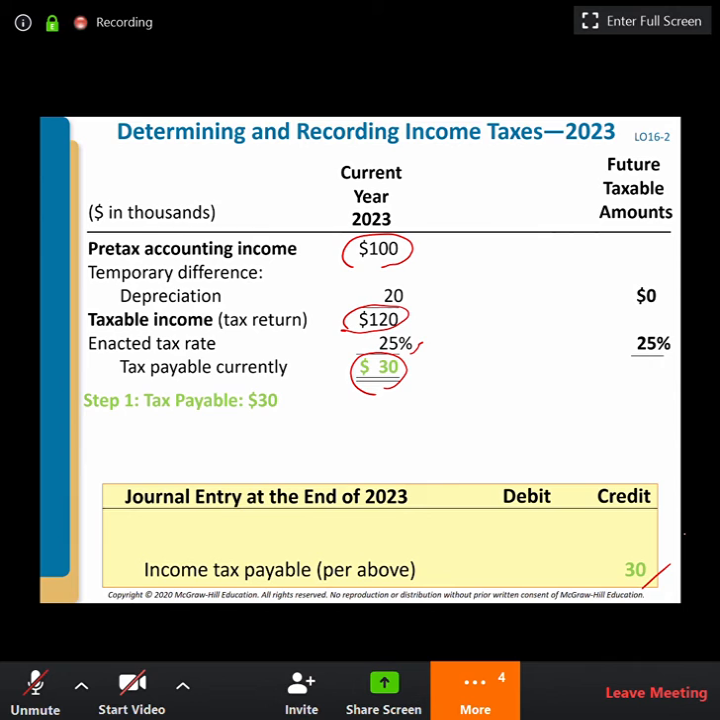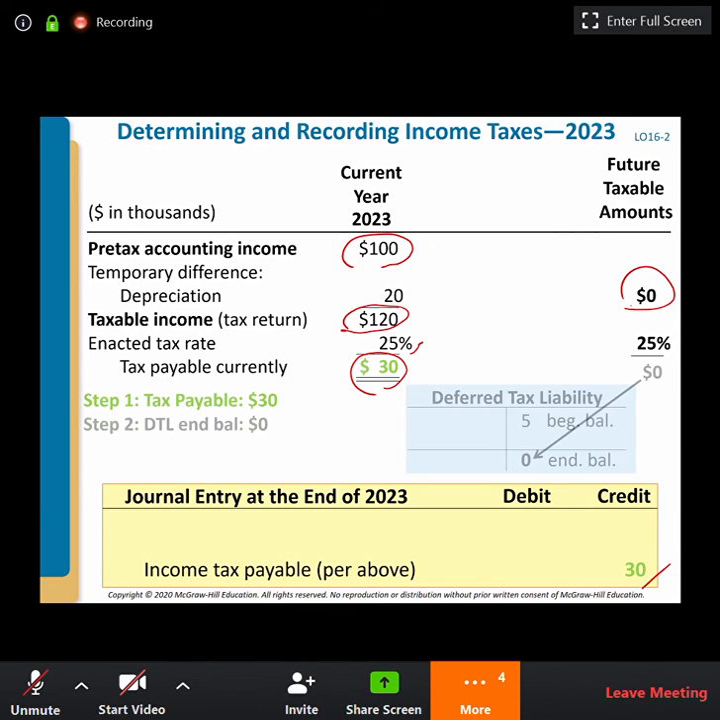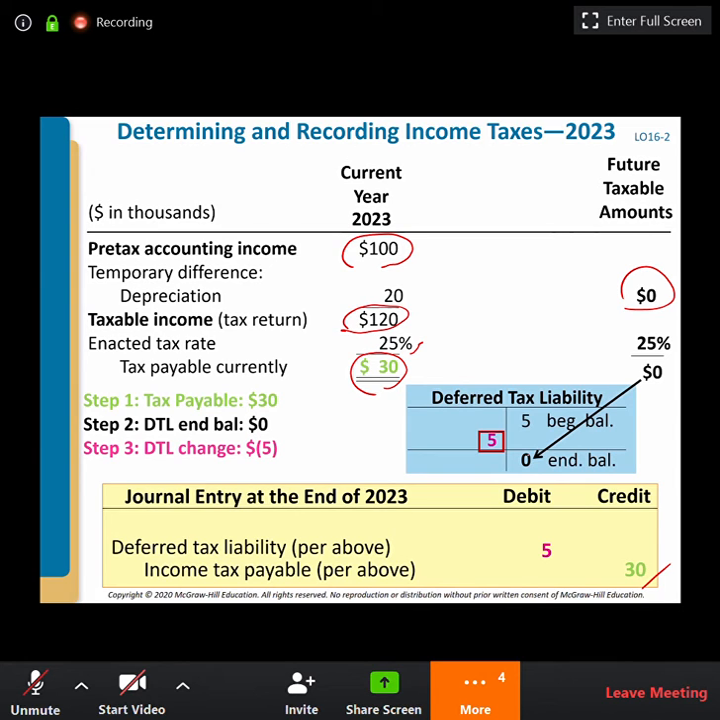And then how about the future taxable amounts? We have 0, so there's no difference at all. So we have 0 future taxable amounts, okay? So now 0 times 25 is still 0. So this account should have 0 balance. So how to make it 0? We should debit 5 to make it become 0. And then we should debit income tax expenses to the balance.